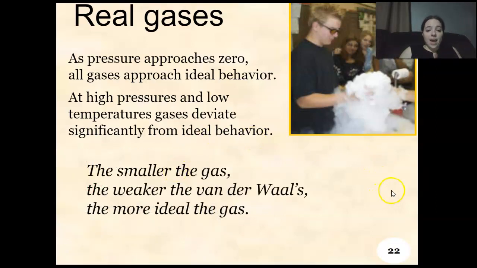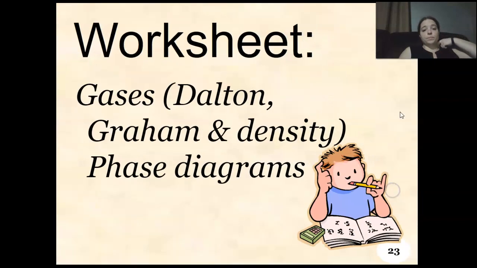The smaller the gas, like helium versus argon, the weaker the van der Waals forces, the more ideal that gas is. So hydrogen is more ideal than argon.